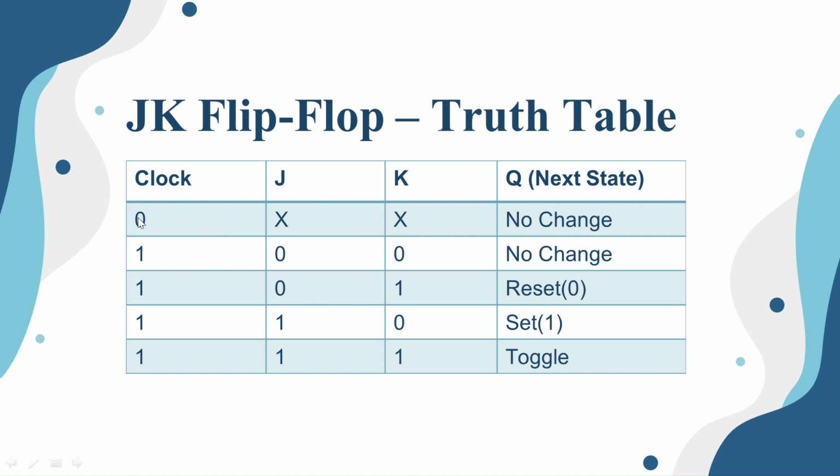On the other hand, when clock equal to 0 and J equal to don't care X and K equal to don't care X, the next state is no change.